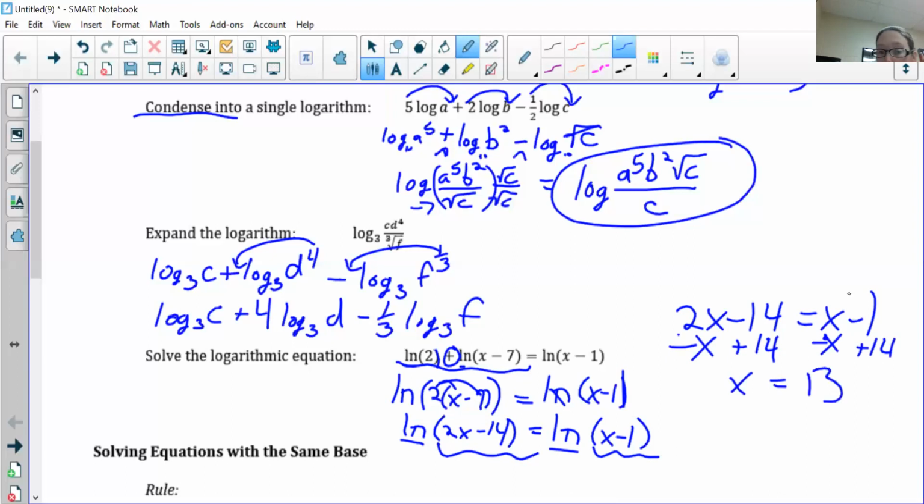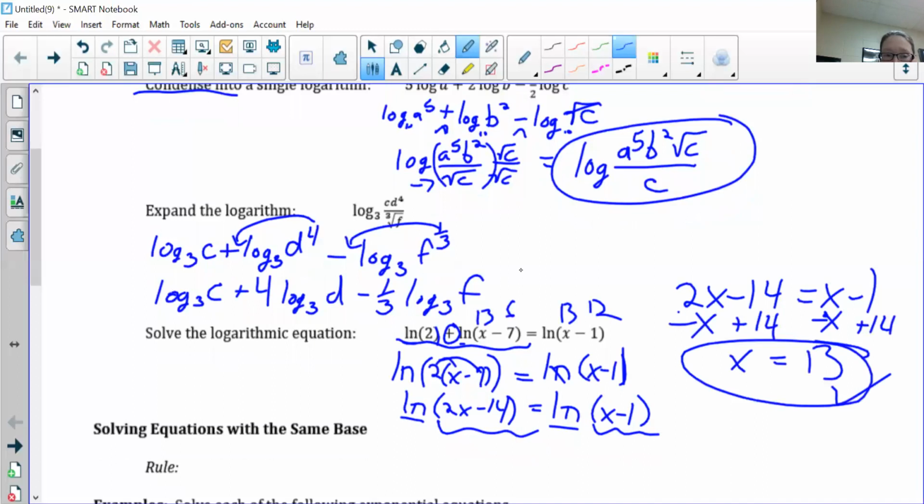And we need to go back to the original and plug it in and make sure that we don't have any negatives. So 13 minus 7, well, that's 6, that's positive. 13 minus 1, that's 12, that's positive. There's nothing to plug it in here, so that works.